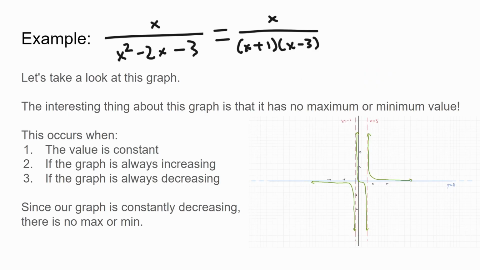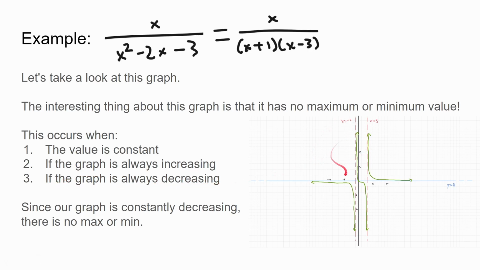Now let's take a look at this graph. The interesting thing is that there is no maximum or minimum value for this graph. As you can notice, there's not a set minimum value or a set positive value, right? So there's no maximum or minimum value. But there are actually specific instances when this can occur. This occurs when, one, the value is constant, so when there's a straight line, there's not going to be a minimum or maximum. Or if the graph is always increasing, or if the graph is always decreasing.